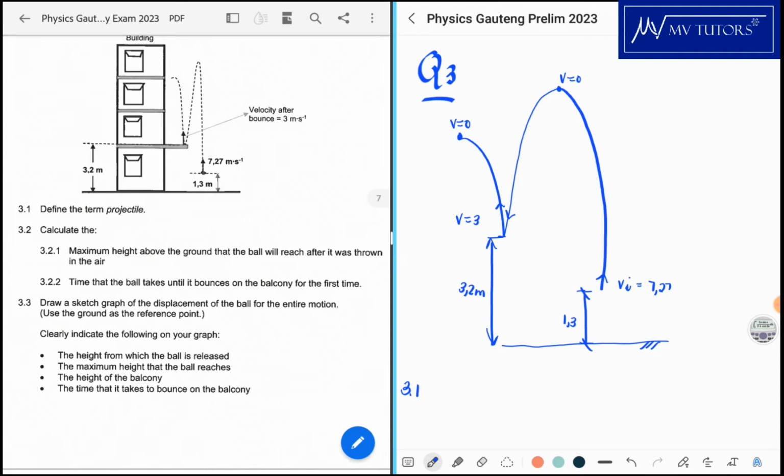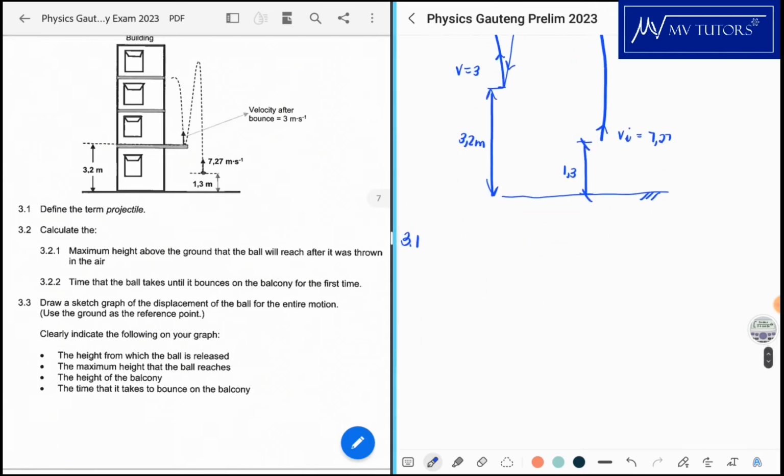Now 3.1 says, define the term projectile. Remember, a projectile is an object that is either thrown or dropped. So it's a moving object which can be thrown, dropped, or bounced. And this object moves under the influence of gravitational force only. Because we are busy with vertical projectile motion, we have free fall, and the only force acting on it is gravitational force.